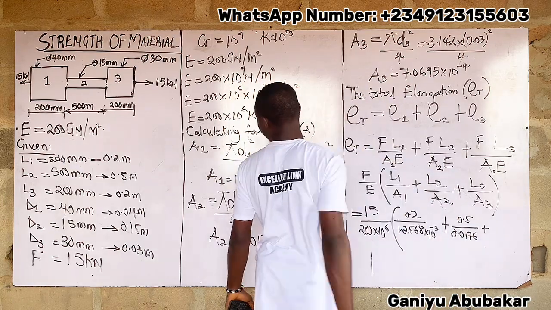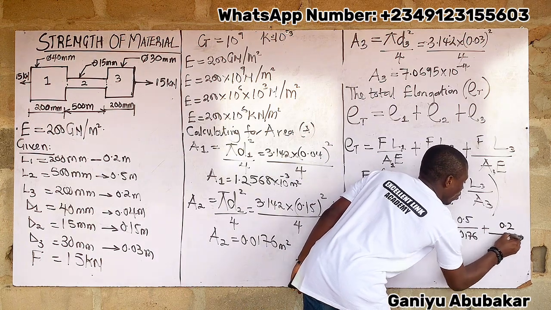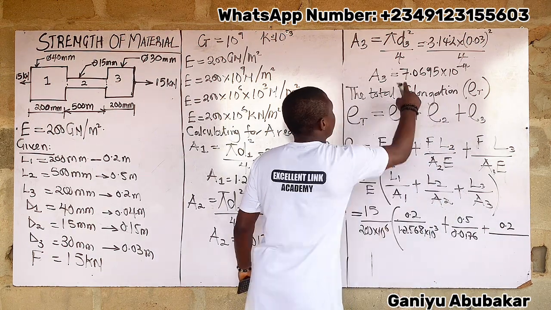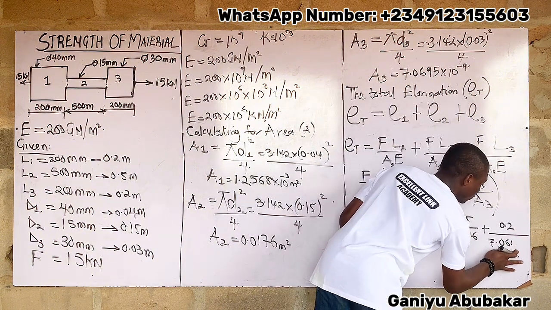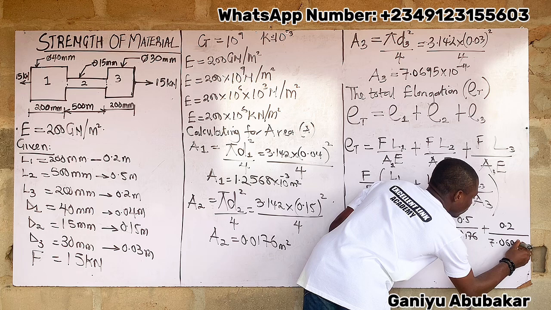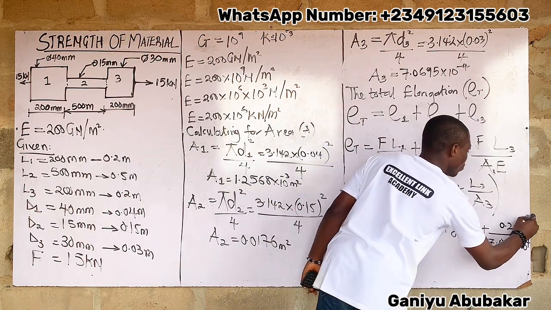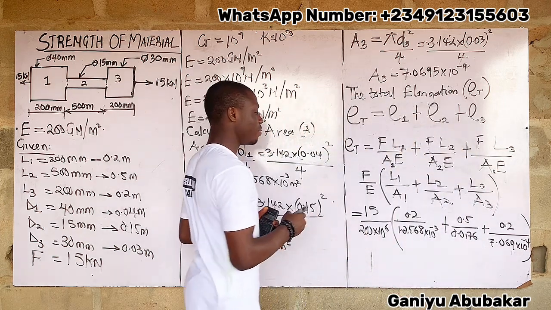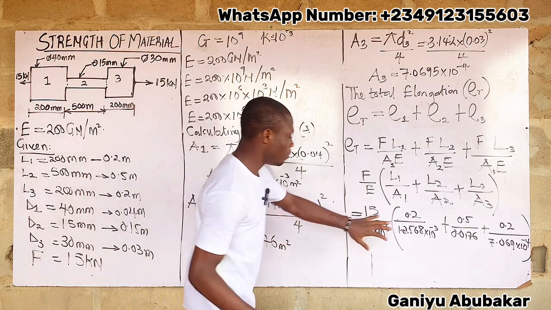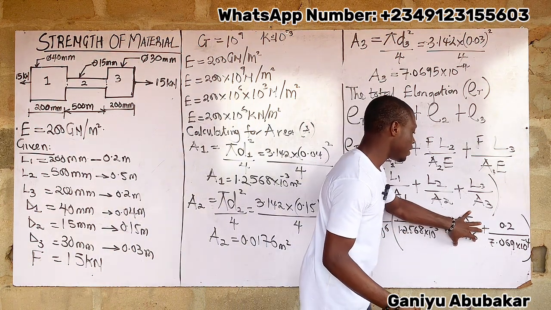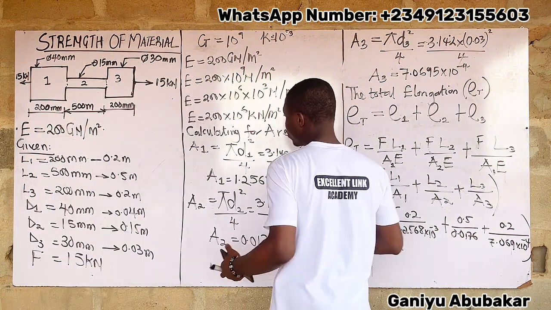Plus, let's do L3, please. What's L3? That's 0.2. I have 0.2 all over what it is at section 3, that's 7.0695 times 10 to the power minus 4. So it becomes what I have here. So let's get this done, please. Let's divide this, add the values together. So what do we get as our total elongation?